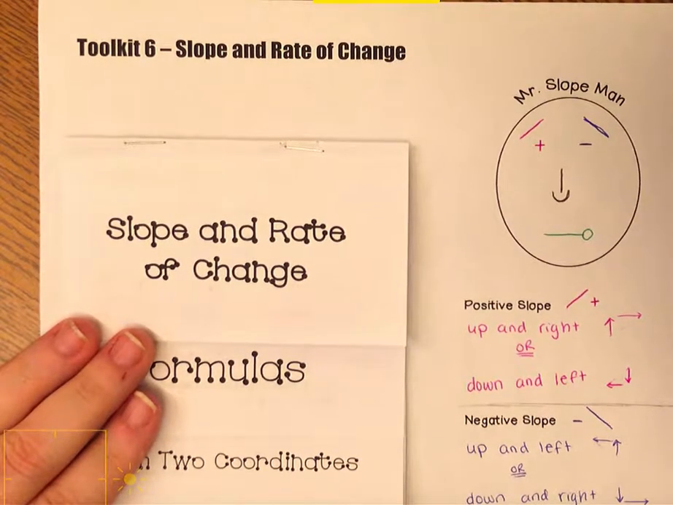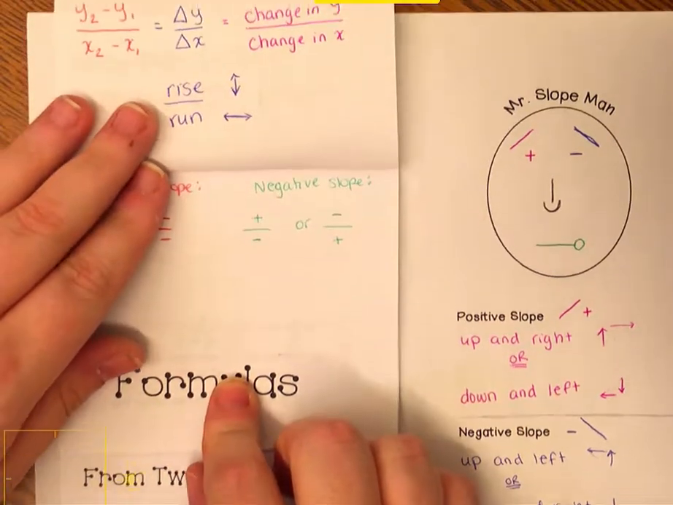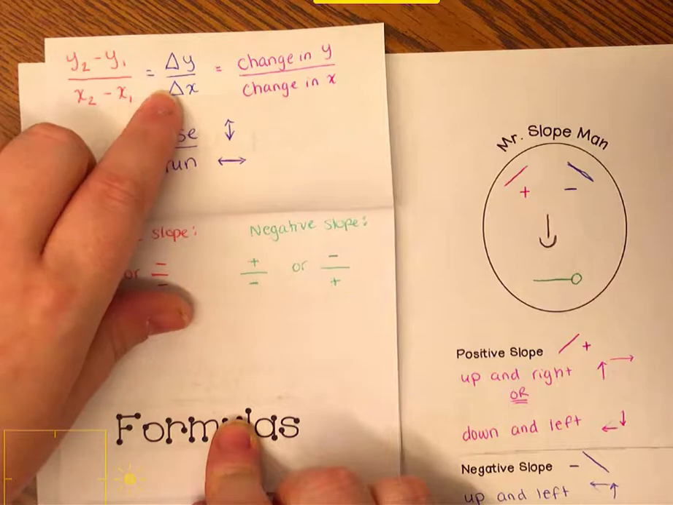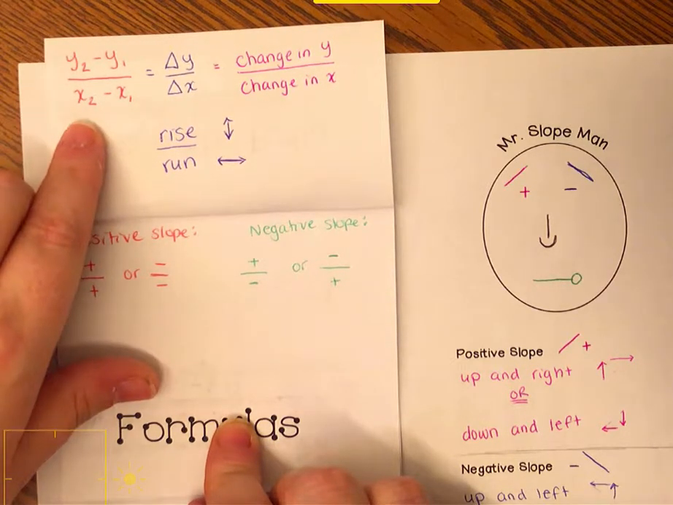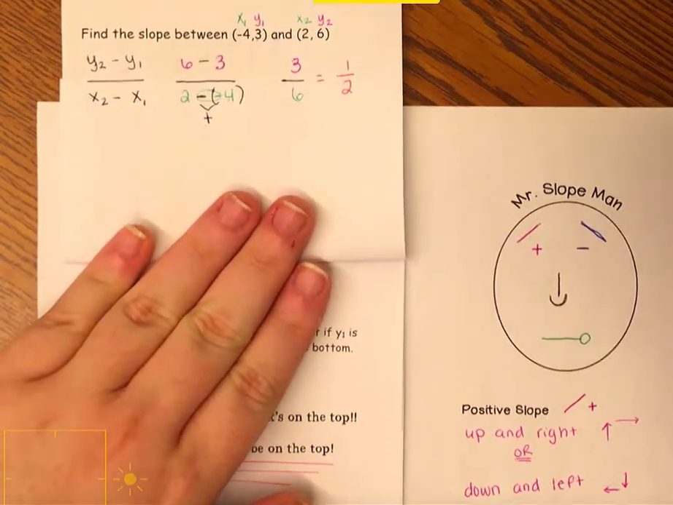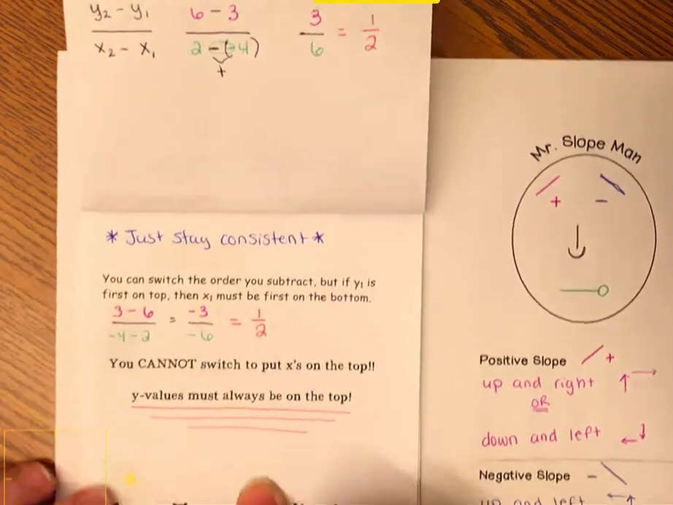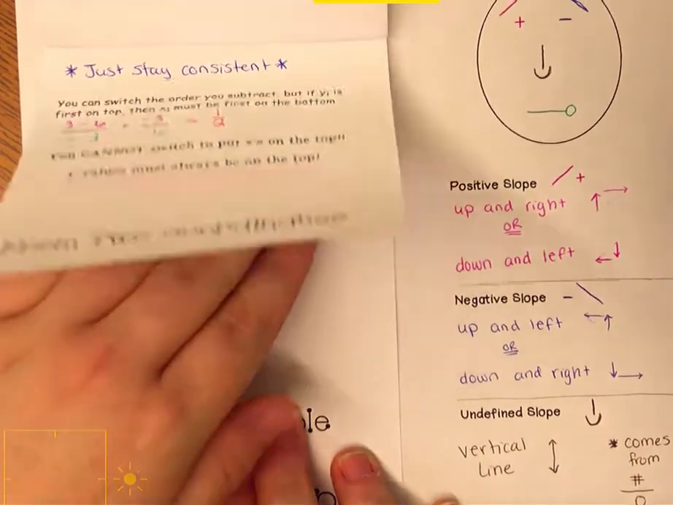This video is on slope and rate of change. We have seen the formulas of slope, which is change in y over change in x, or delta y over delta x, or rise over run, y2 minus y1 over x2 minus x1. We've seen how to find the slope from two coordinates by just plugging them into the correct y's and x's. And now what we're going to do is find the slope from a table.